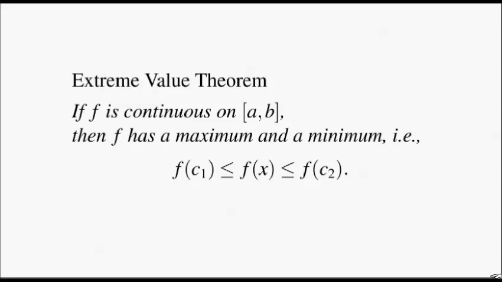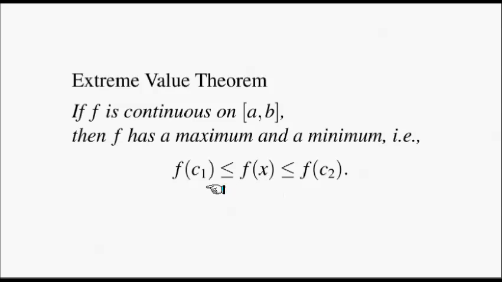Hi everyone, this is a video, an introduction to the extreme value theorem, and there will be a proof also available after this video. So the extreme value theorem says the following: if a function is continuous on interval a to b, in the mathematical sense, the limit value is the same as the function value, then f has a maximum and a minimum.